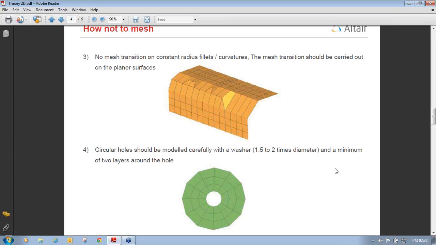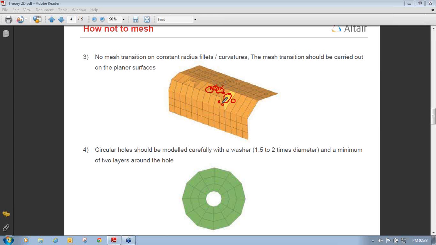So the fillets or the curved region should be meshed properly. There should not be mesh transition on that region, because if there are mesh transitions, then the area of the element will keep on changing. As you can see, the area of this element is different as compared to this one. So these three have different areas. Similarly, this one has a different area and this one has a different area.